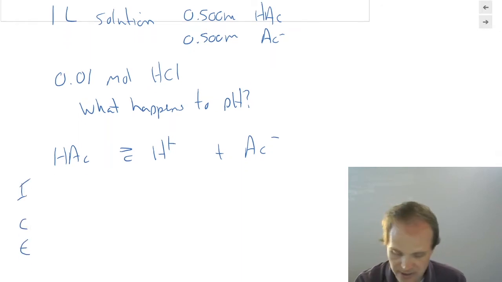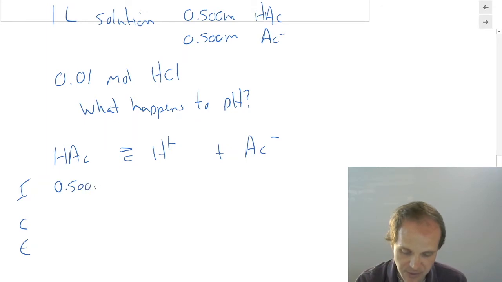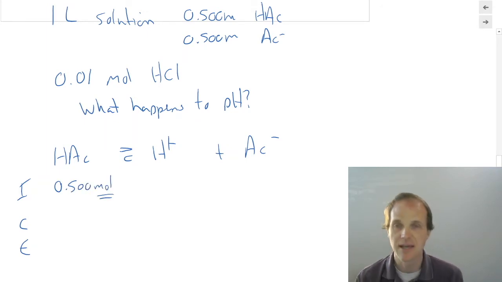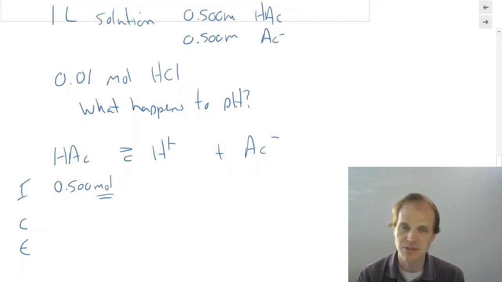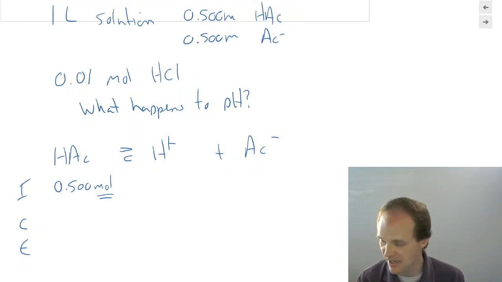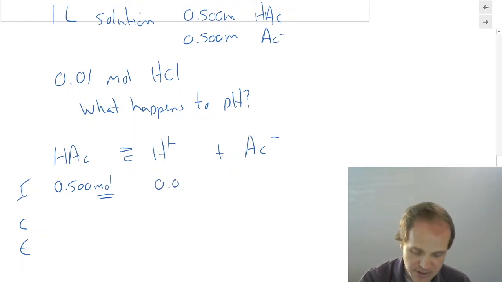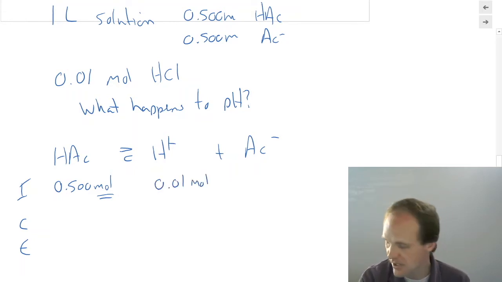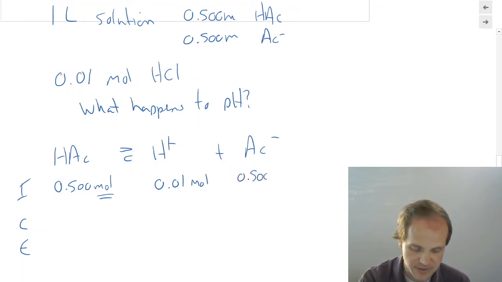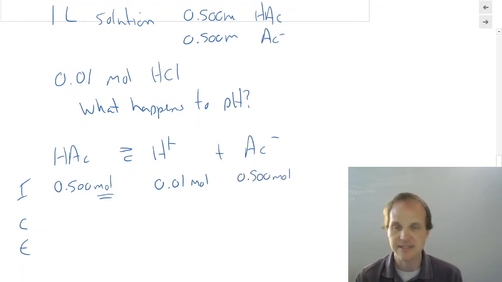The HAc is 0.500 moles. So I'm going to use moles now as my unit. In my ICE table, I almost always put a unit on the first number and usually on the first row just to remind myself what the units are that I'm using. I've got 0.01 moles of H plus. I've got 0.500 moles of Ac minus. All right, so now we've got this issue, right? We've got everything there. How do we know which direction this reaction is going to run?